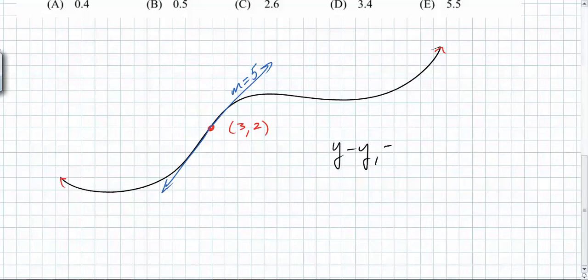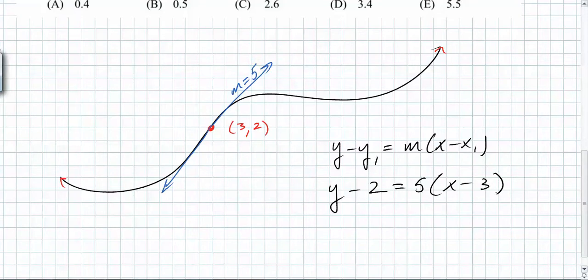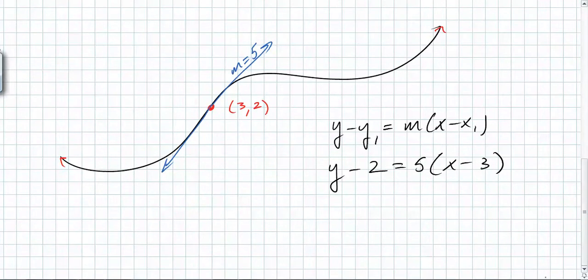y minus y1 equals m times x minus x1. So you have, in this case, y minus what? 2 is equal to 5 times x minus 3. And what is this question asking you for? An approximation for the zero, correct?